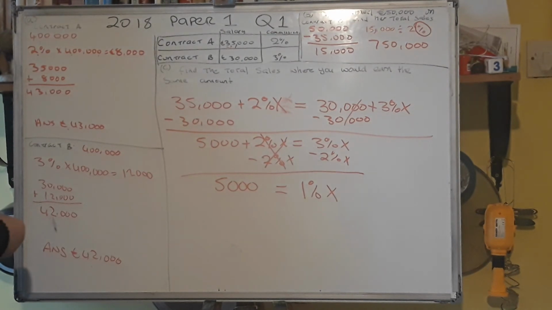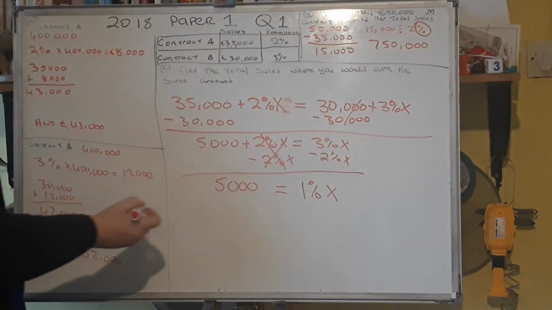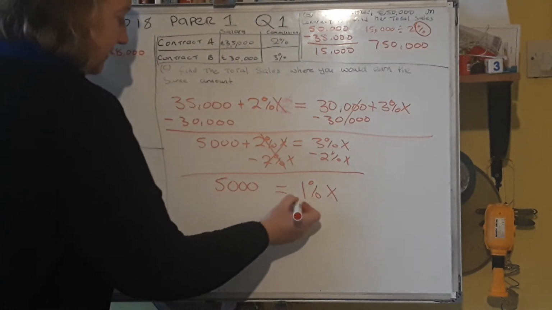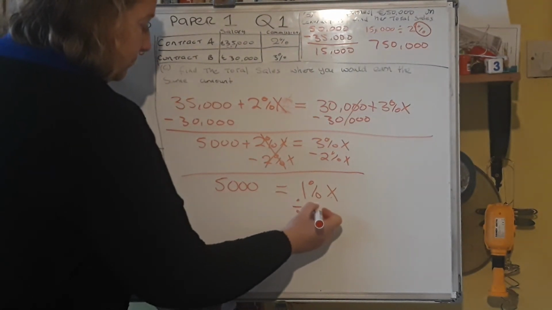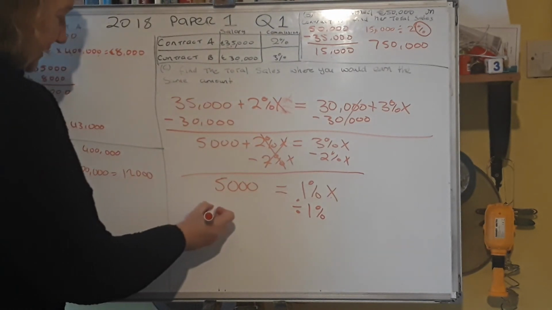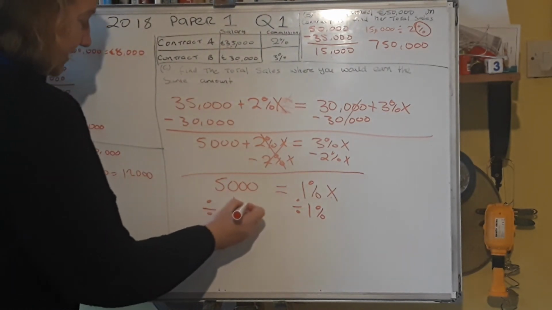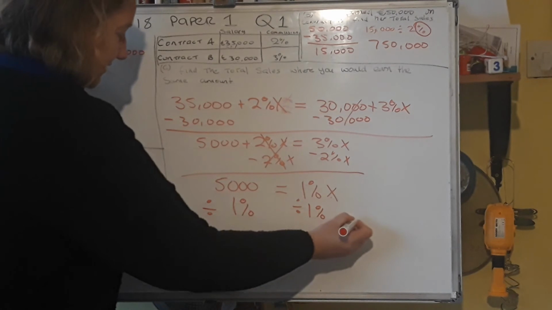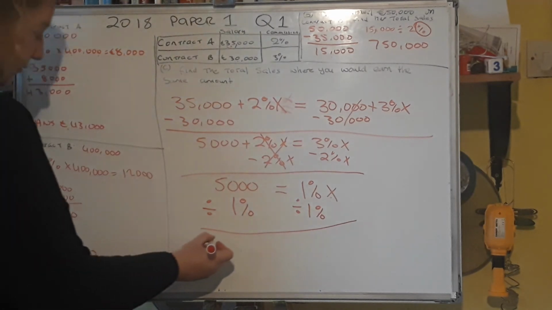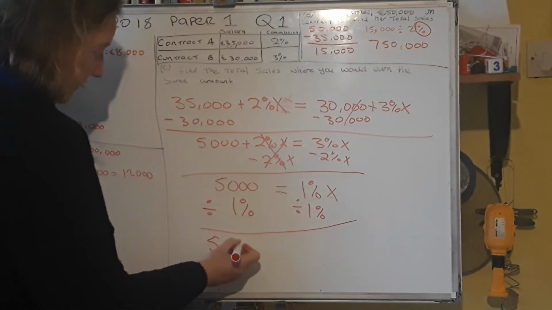So now, to find out what X is, and don't let the look of it put you off, it's still the same way. We're going to divide by what's in front of X. So we're going to divide here by 1%. Don't forget to put your percentage sign into the calculator when you're doing this. And divide this side by 1%. And 5,000 divided by 1% will give you 500,000.